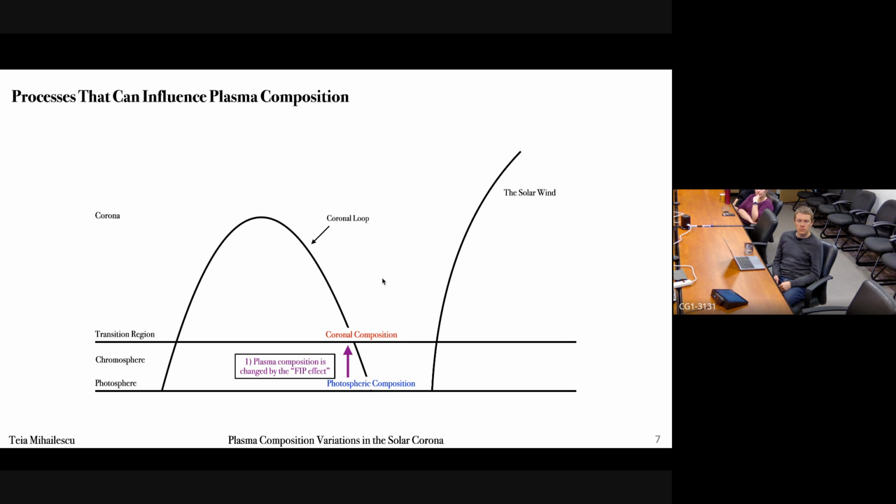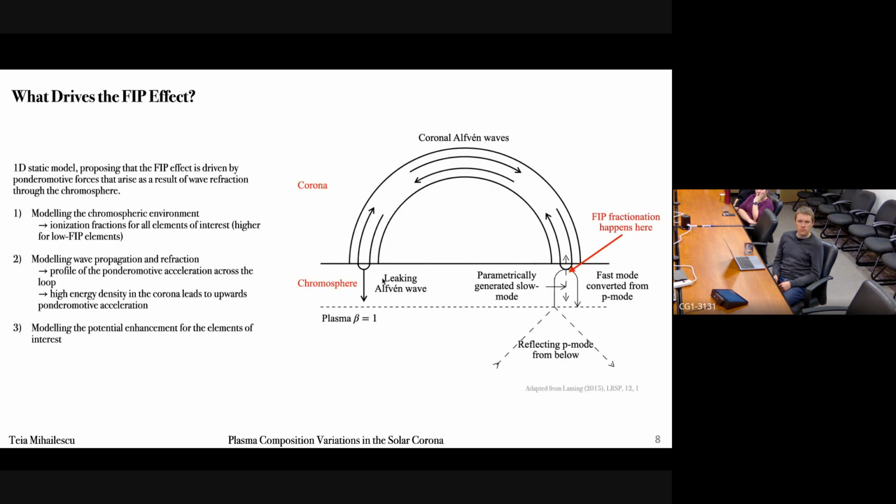Okay. So when thinking about plasma composition variations, we mainly refer to the FIP effect, and this is believed to happen in the chromosphere. We see no changes at photospheric level, and we see some changes at transition region level. So whatever is changing the composition must be happening in the chromosphere somewhere. The model that seems to best explain it currently is the ponderomotive force model developed by Martin Laming.